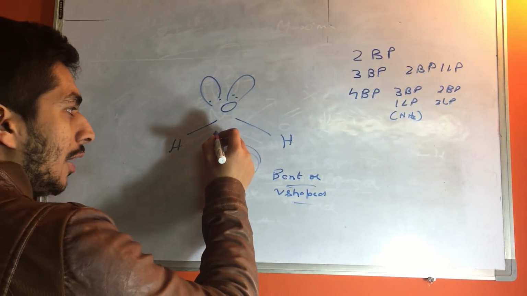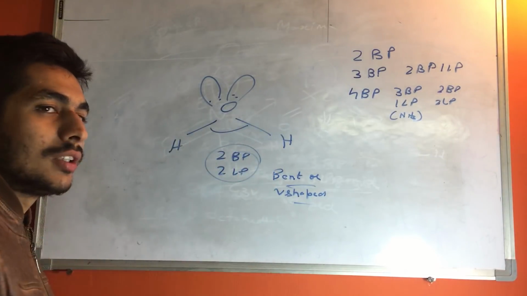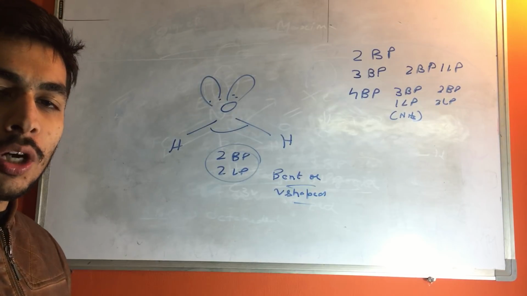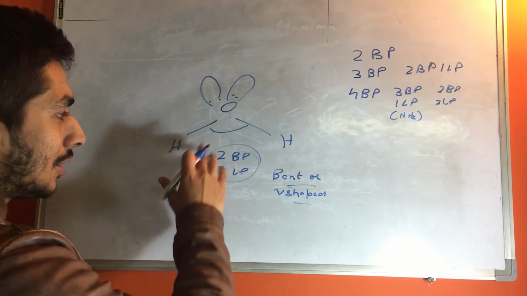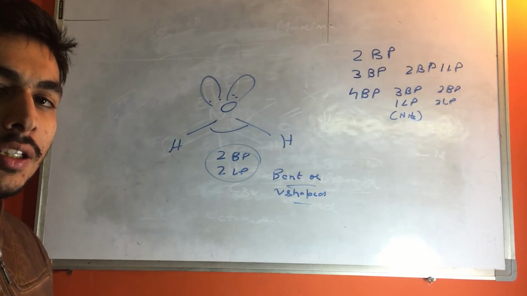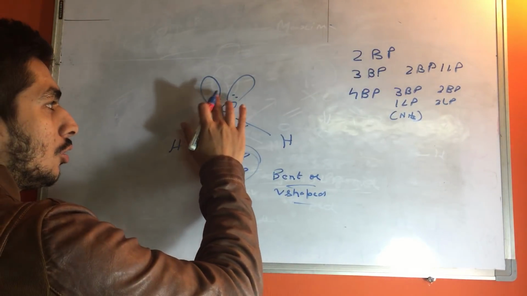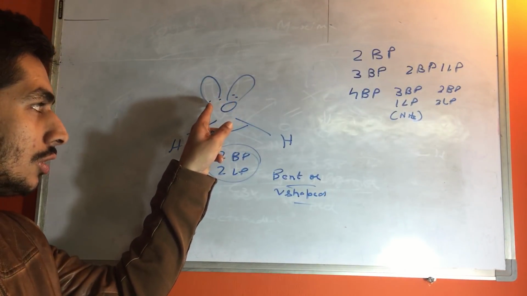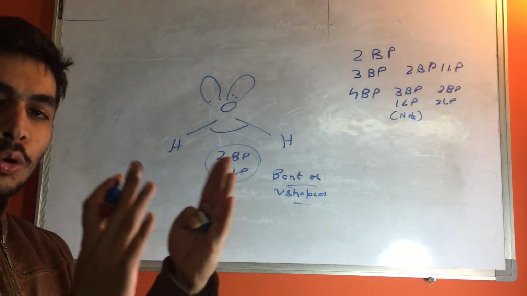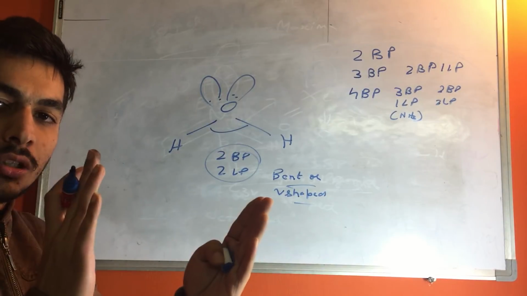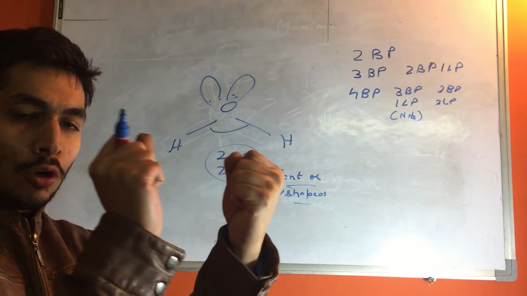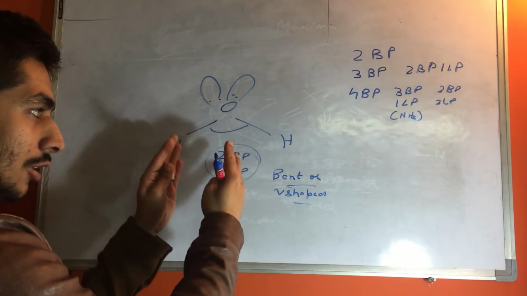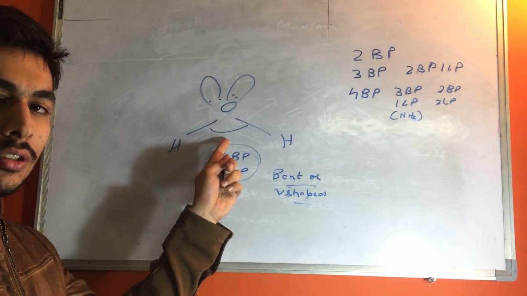And the bond angle over here is somewhere around 109 degrees. Like I discussed, for 2 bond pairs and 1 lone pair, the bond angle was less than 120. In this case, the bond angle is less than 109 degrees. And the reason for that is that there are 2 lone pairs on this oxygen, and both the lone pairs are repelling each other. Since both lone pairs are repelling each other, this bond is getting closer, and that is why this angle is getting lesser.